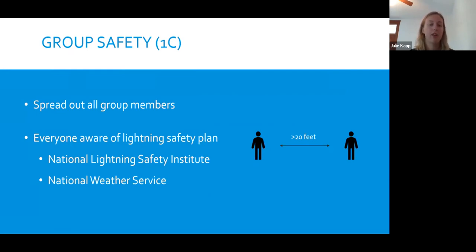The plan should account for local weather patterns, current forecasts, local terrain, and predetermined shelter and evacuation routes. The goal is to have a pre-established plan that will minimize chaos in the event of a thunderstorm. Some resources that can be used to develop a lightning safety plan are the National Lightning Safety Institute and also the National Weather Service.